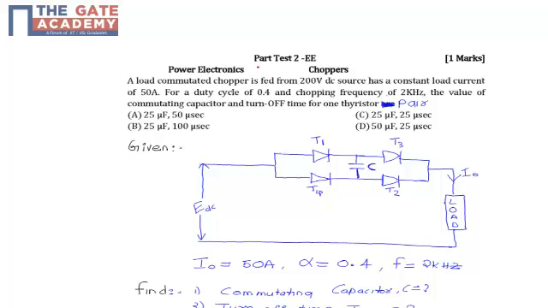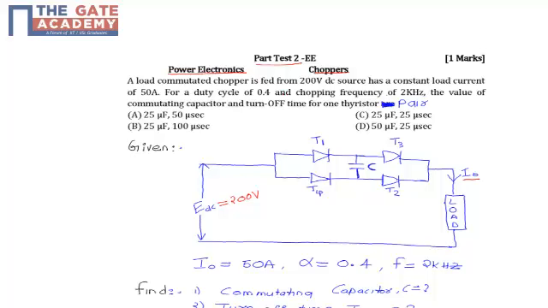Hello students, this question is taken from part test 2 from the subject power electronics, from the topic choppers. In this, a load commutated chopper is fed from a 200 volt DC source, which is nothing but the value of voltage source E_DC equal to 200 volt, and has a constant load current of 50 ampere, which is the load current I0 equal to 50 amperes.